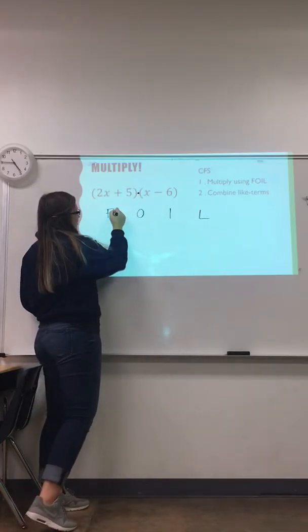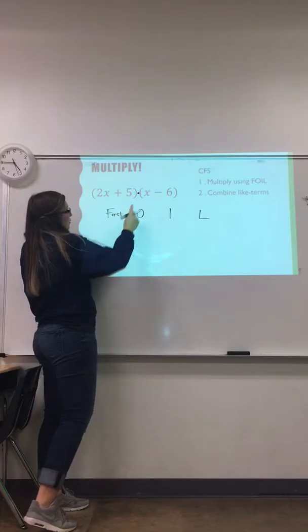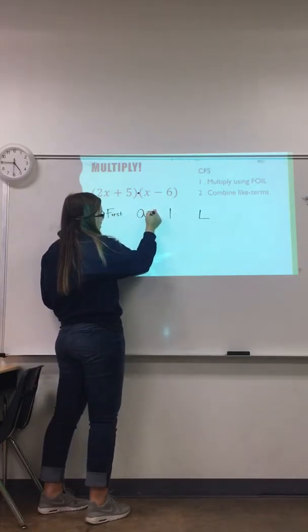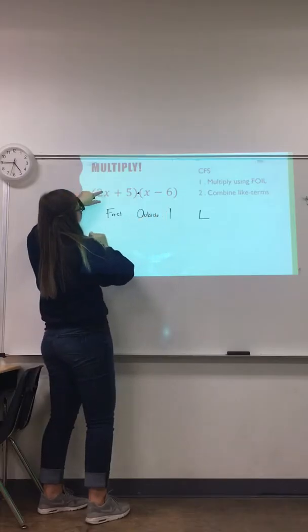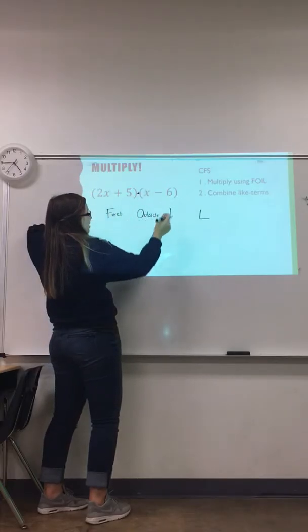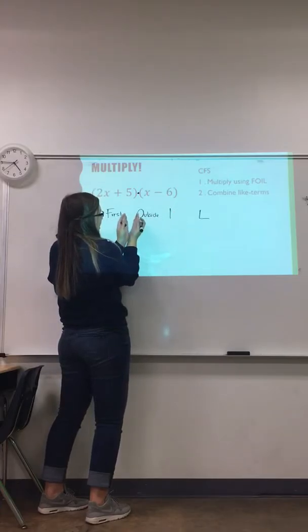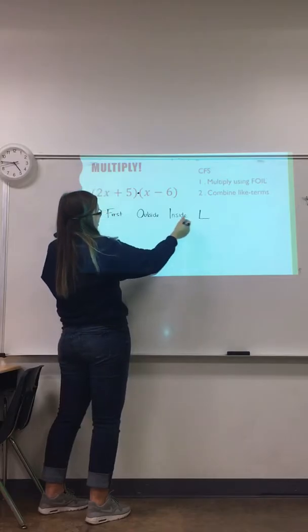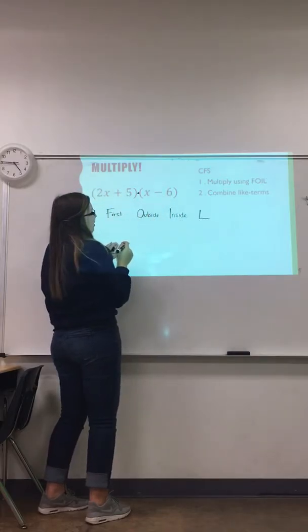F stands for first. So the first number is in our parentheses. O stands for outside. So those are the numbers that kind of make the bread of our sandwich, the 2x and the -6. I stands for the inside, so like the meat of our sandwich. And L stands for last, so the last two numbers in our parentheses.